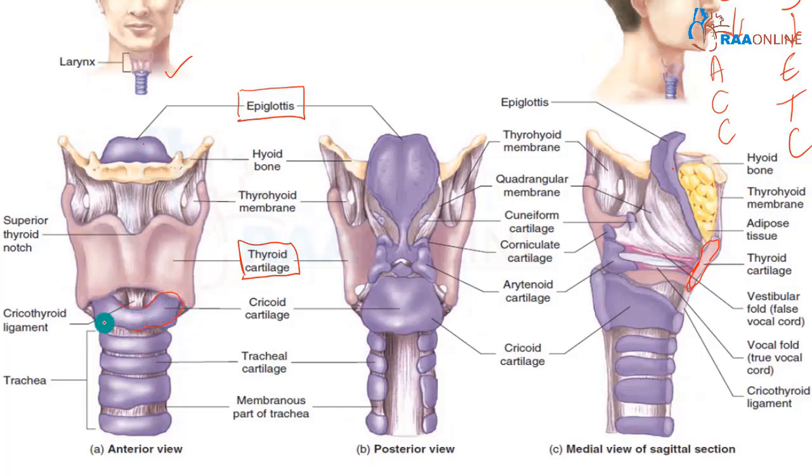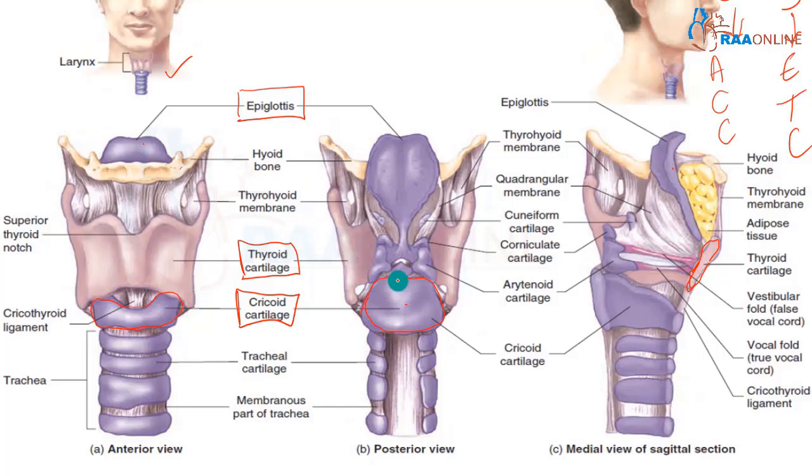Now coming to the cricoid cartilage. This cricoid cartilage lies below the thyroid cartilage, and this is also an unpaired cartilage. The posterior aspect of the cricoid cartilage is visualized here. This is the posterior aspect of the thyroid cartilage, and this is the anterior aspect of cricoid cartilage. This is the anterior aspect of cricoid cartilage, and this is the posterior aspect of cricoid cartilage.